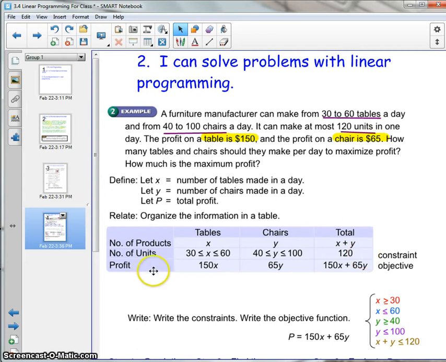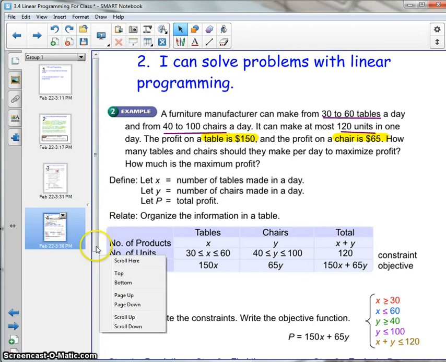And then we want to also look at our profit, because the goal here is to figure out our maximum profit. So we know that the profit from tables is going to be $150 per table. So we write that as 150x. And then for our chairs, it says a profit on a chair is $65. So we want to write that as 65y. And then our total, once again, is x plus y. So 150x plus 65y.